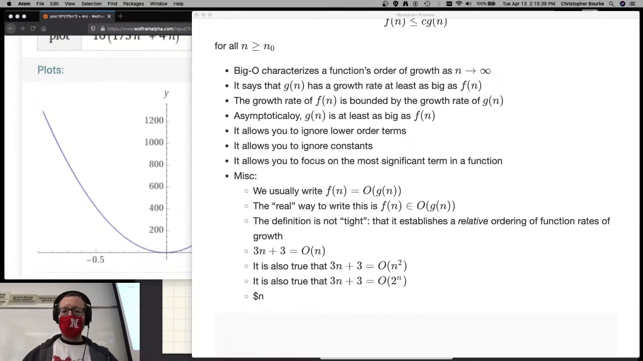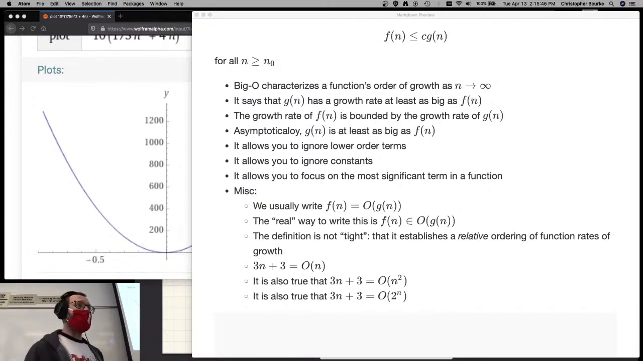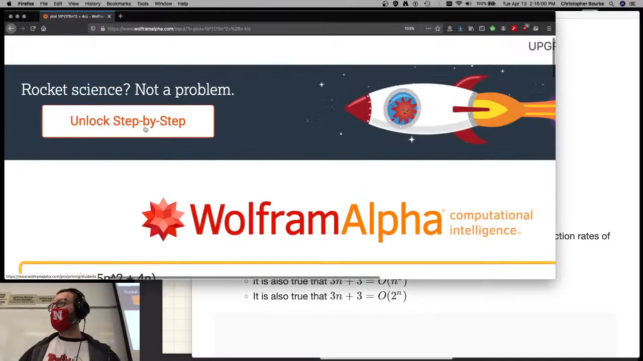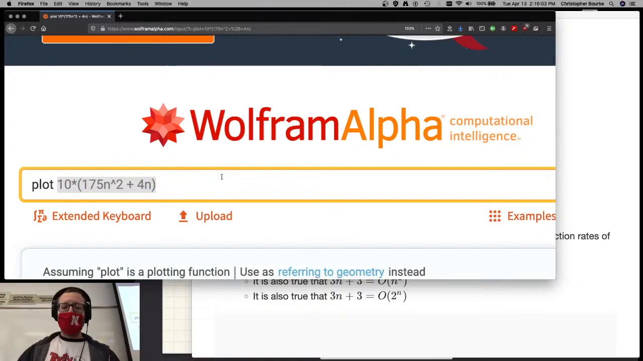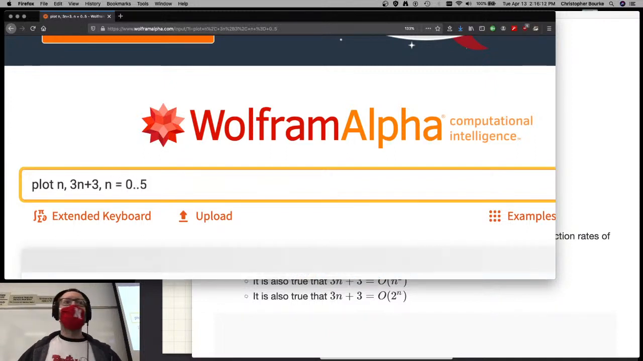Because when n is 0, the thing on the left is going to be 3. Remember, we're not looking at any particular point. We're looking at the growth rate. You're right, it's not the case that they're equal at 0. Here, let's go ahead and map those. Plot n and 3n plus 3, n equals 0, just up to 5.